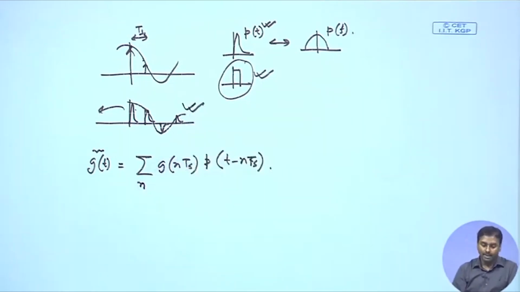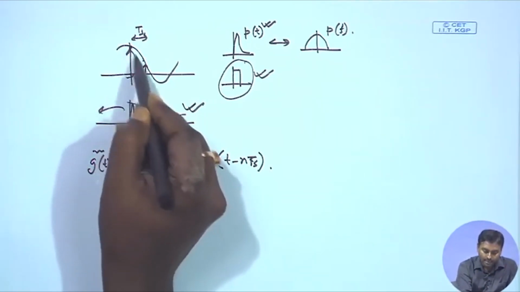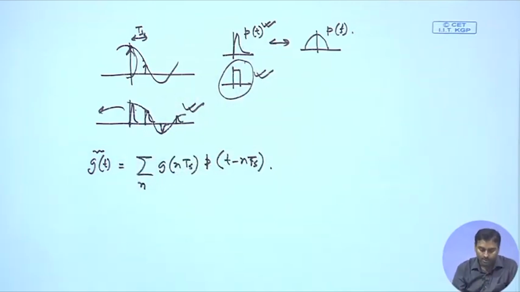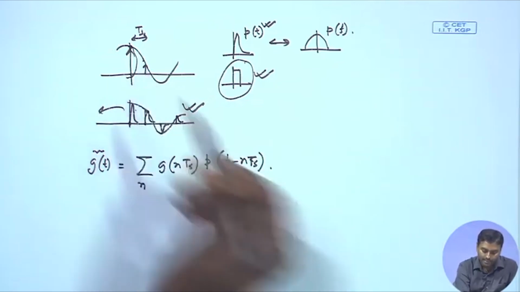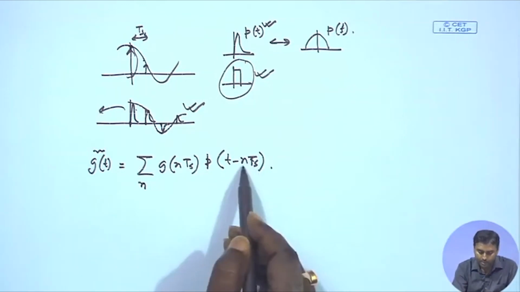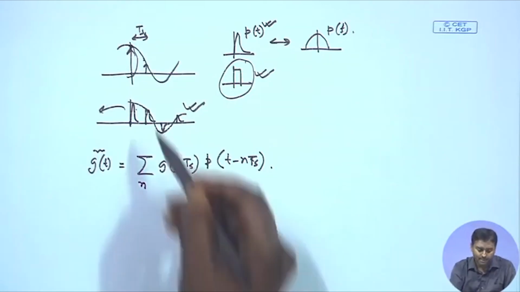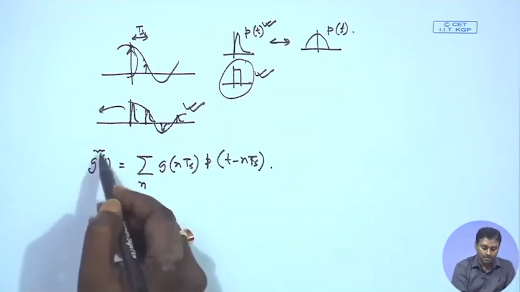Every time at a particular instance, suppose n equal to 0, I get this amplitude, multiplied by p, so I get this pulse, the bigger pulse probably. At the next instance, n equal to 1, I get g(Ts) multiplied by the pulse shifted by Ts amount, and again multiplication. This is exactly what is happening whenever I represent this pulse modulation.